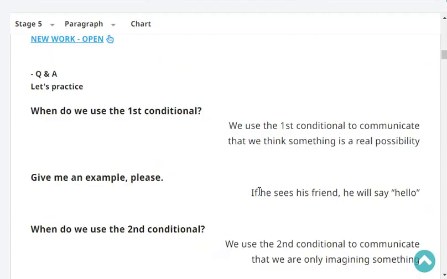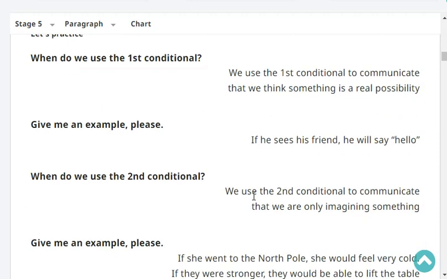Okay. When do we use the first conditional? We use the first conditional to communicate that we think something is a real possibility. Give me an example, please. If he sees his friend, he will say hello. Very good.